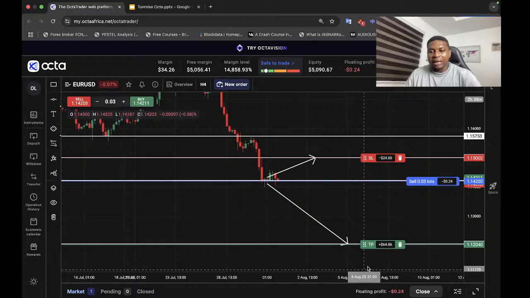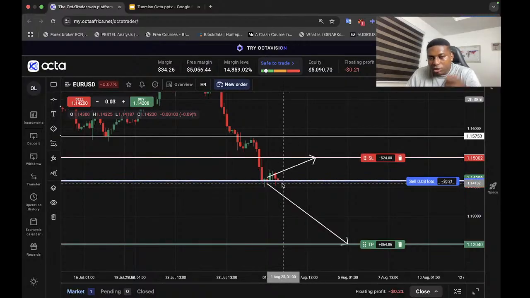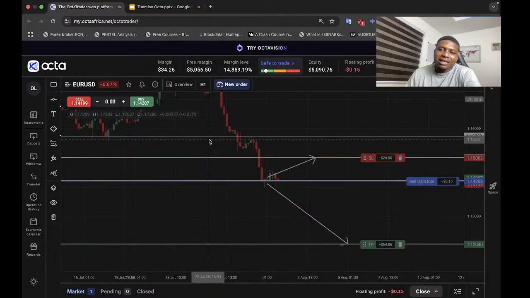My take profit level is at 1.12040, all right, and my stop loss level is at 1.15002. Okay, Ajayi is asking, is the entry point below the support level? Yes, the entry point is below the support level because if you look at it, let's go down to the 1 hour time frame.